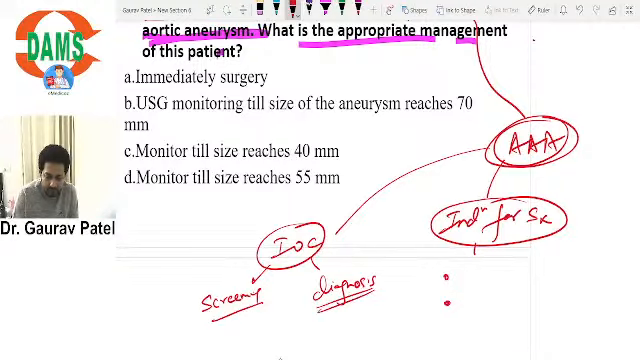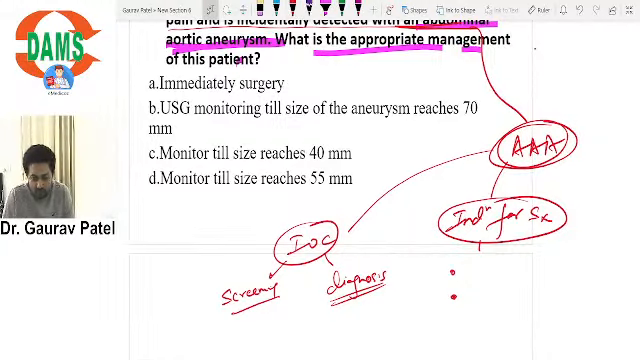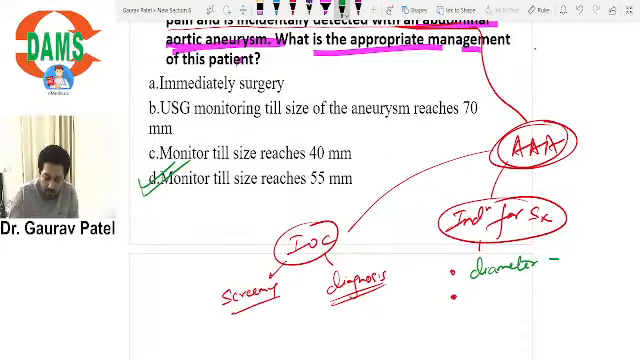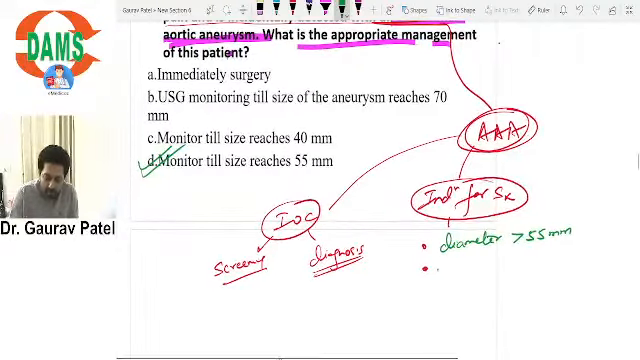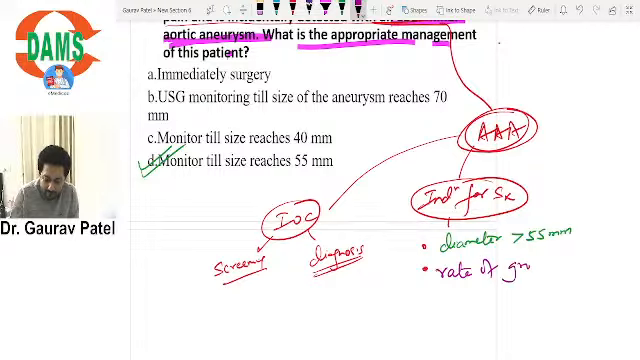Diagnosis. Yes, very good. All of you who are saying D as the answer, yes, D is the correct answer. Indication for surgery is if the diameter is more than 55 mm, or second is if the rate of growth is more than 1 centimeter in 12 months or more than 0.5 centimeter in 6 months.